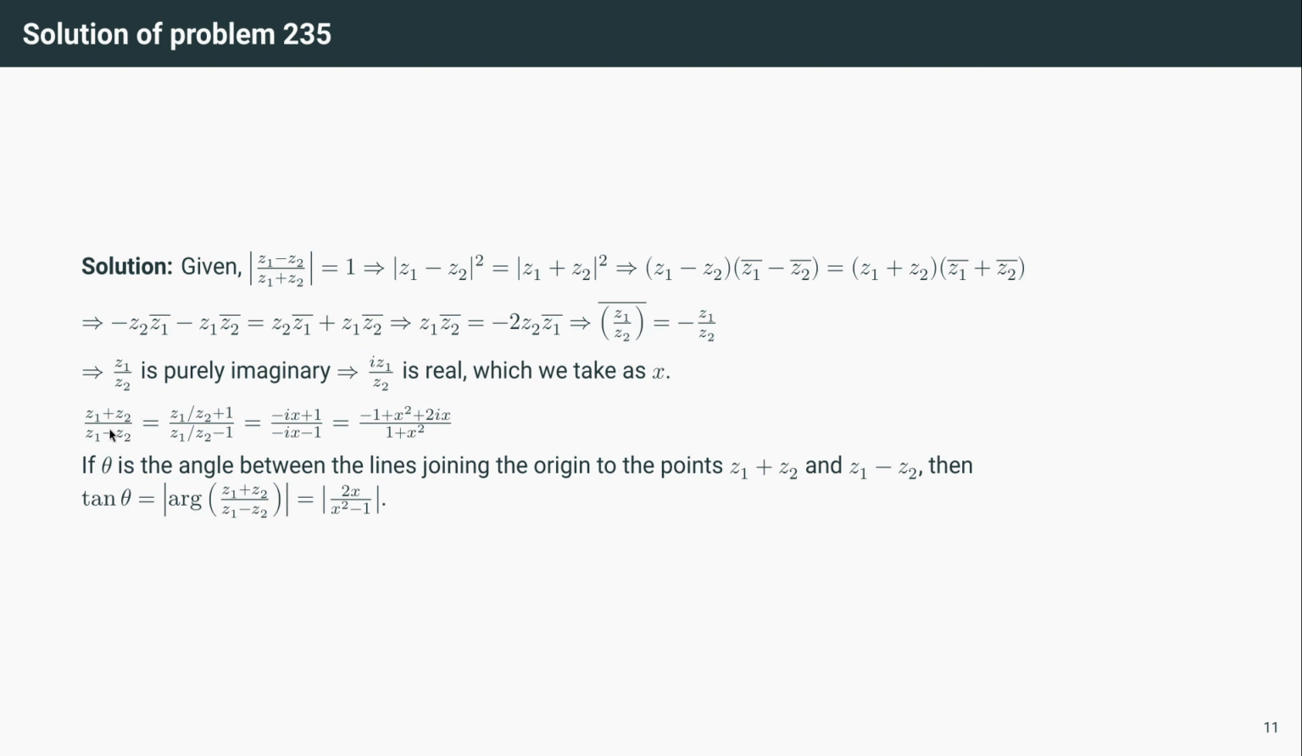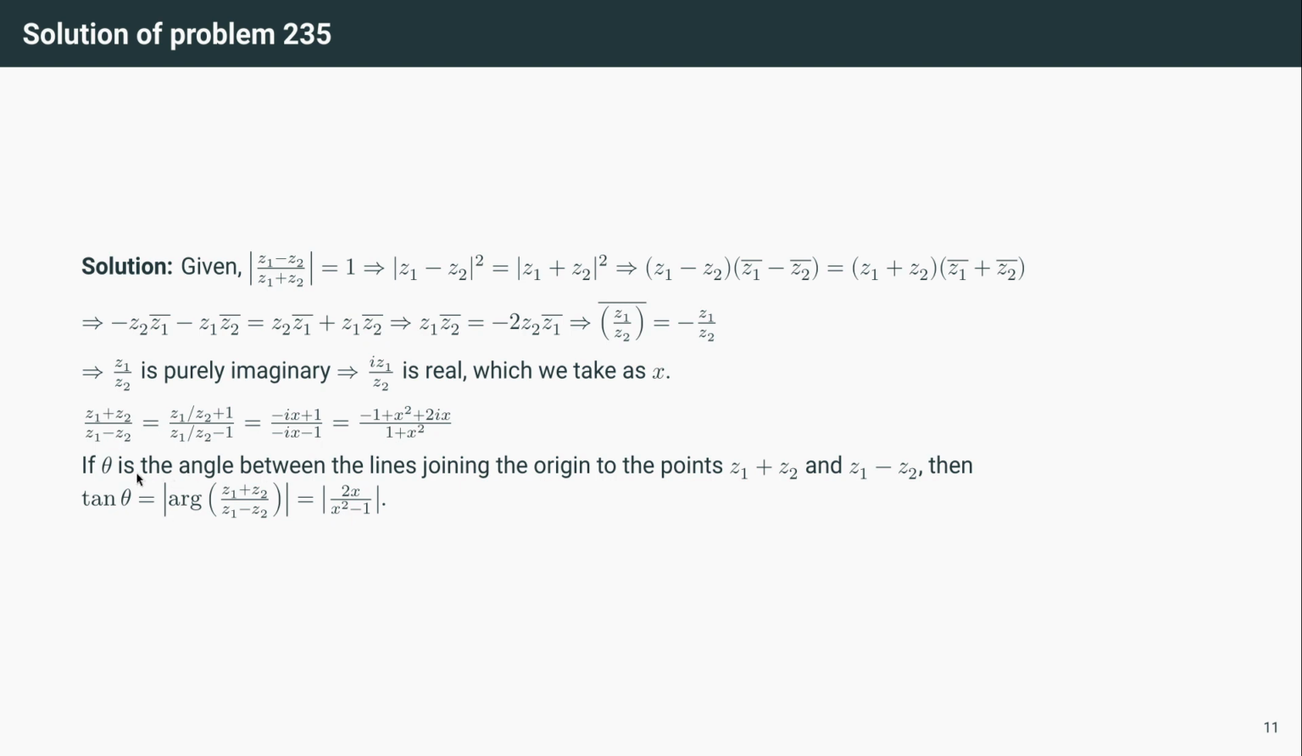Now to prove the second part, we evaluate (Z1 plus Z2) by (Z1 minus Z2), which is equal to (Z1 by Z2 plus 1) by (Z1 by Z2 minus 1). This is nothing but (minus ix plus 1) by (minus ix minus 1). So we rationalize, and we have on the numerator x square minus 1 plus 2ix. That's all we care about. We don't care about the denominator because that will get cancelled when we calculate the argument.